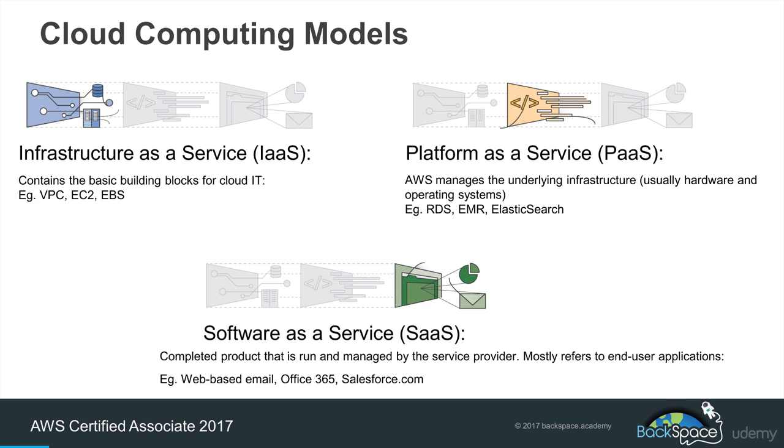The next model is the Platform as a Service, or PaaS, and that is where AWS manages the underlying infrastructure, which is usually the hardware and operating system. A good example of that is where you want to deploy a database, for example. So you could use the EC2 service and create a building block using EC2 inside of a VPC and have an EBS attached to it and whatever. And then you can put your database application on top of that server, and you manage that server, you manage that operating system, you manage that database. Or you could use something like RDS, Platform as a Service.